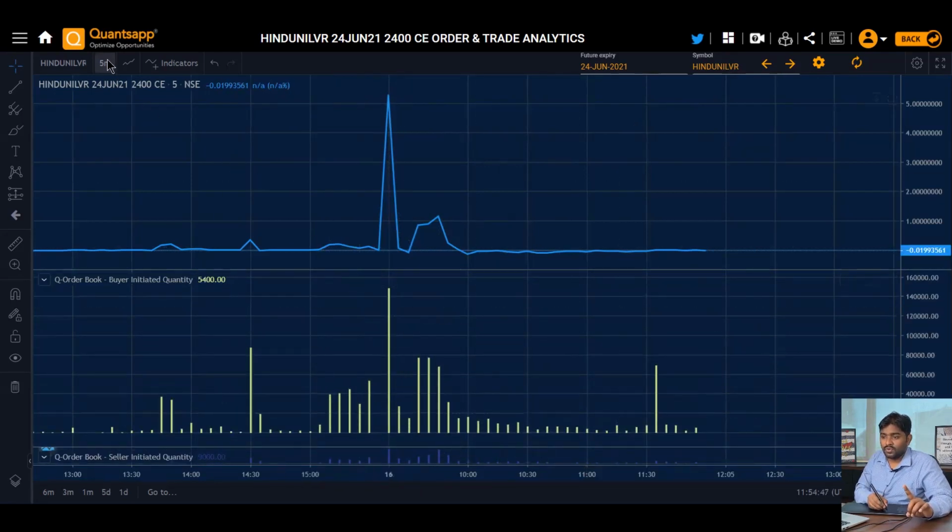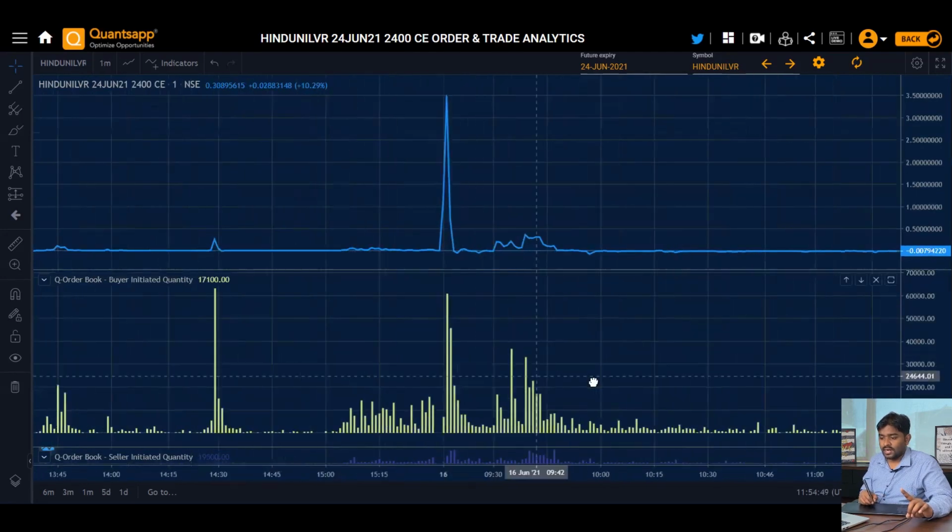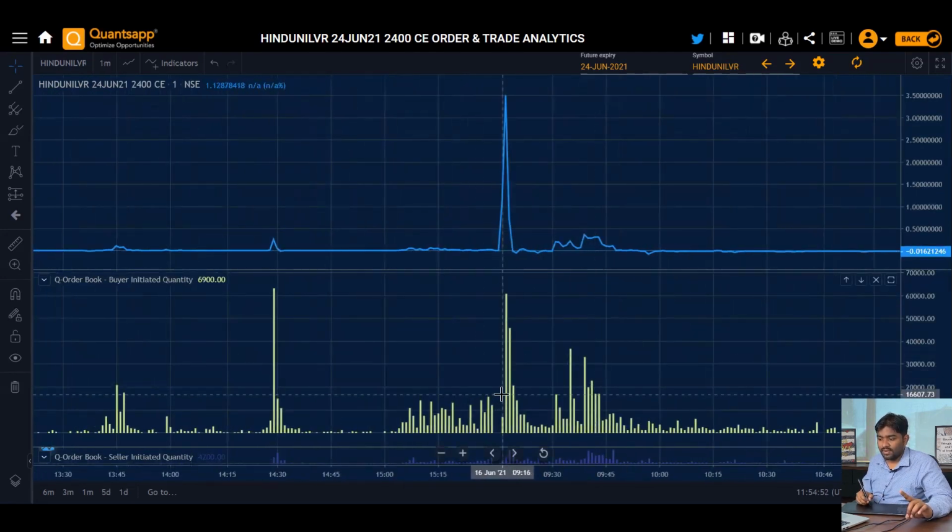Even if you check the 1 minute chart, you will get to understand this. In the first minute we have fewer orders. In the second minute of the trade, we have the highest orders, and you can see that spike. So by 9:16 or 9:17, we know that there is a panic in this particular strike price.